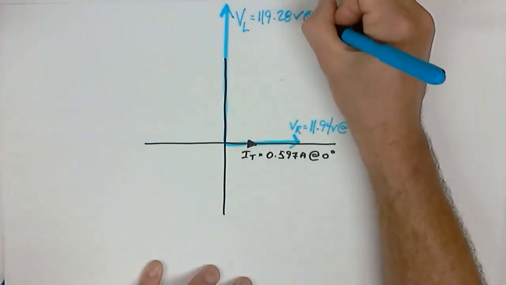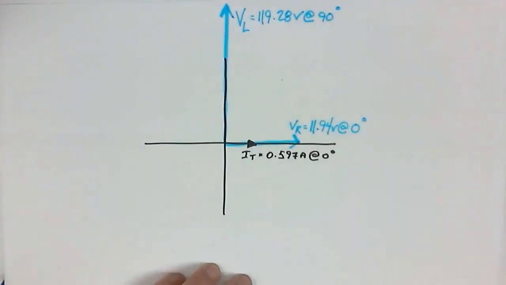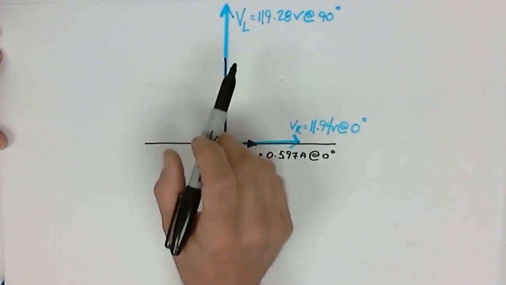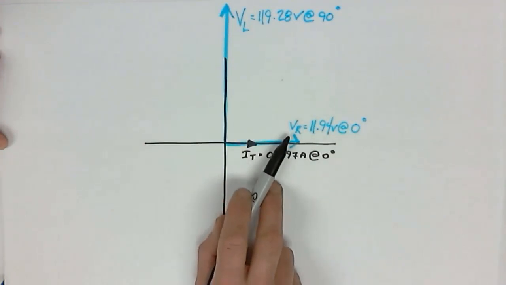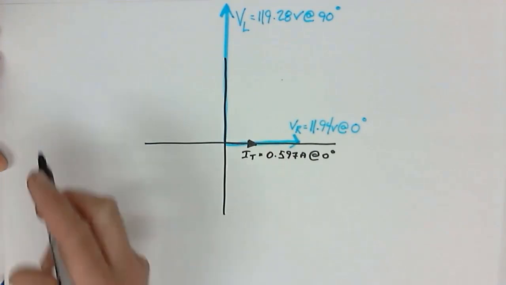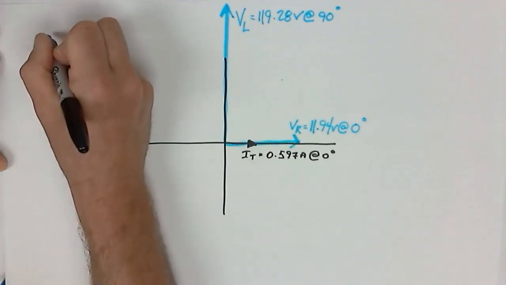volts at 90 degrees. So the last thing that we're missing here is our source voltage. I understand it is 120 volts, but where is it going to be? What we need to do is add these two vectors together, and we can work it out that way, or we can use the power factor of the circuit. So two different methods for sketching the source value.